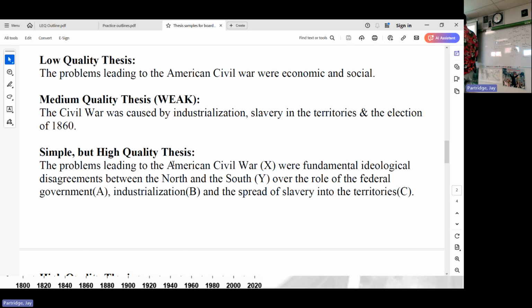Simple but high quality thesis. Next, have a why: fundamental ideological differences. So the whole thing, I'll talk about the North on this, and then the South. The Northern view, Southern view, etc. And then A, B, and C: federal government, industrialization, spread of slavery in the territories. That is my why. Now, you could have put down political disagreements. I put ideological because I think it sounds stronger. You could put political issues or economic issues, but I had something very specific: fundamental ideological disagreements.